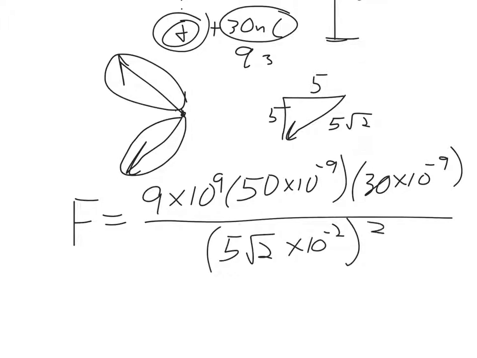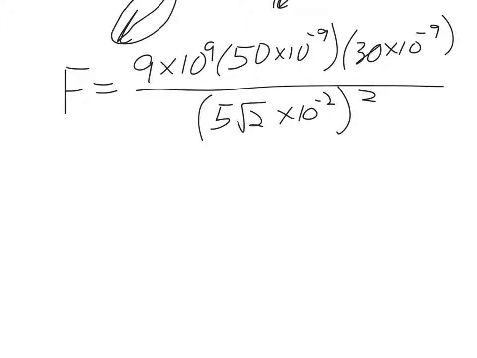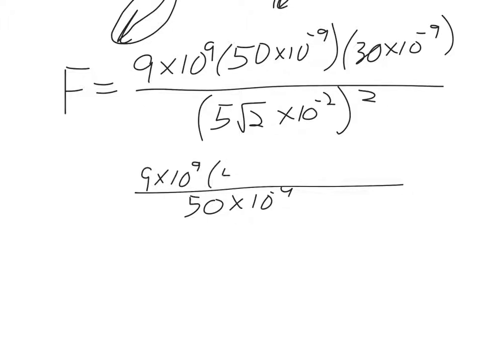And I'm squaring that. Now when I square that, if I square the bottom, 5 square root of 2, well, that's 25 times the square root of 2 squared, which is 2. So 25 times 2 is 50 on the bottom. 10 to the minus 2 squared is 10 to the minus 4. See how that goes? Up top, 9 times 10 to the 9th, 50 times 10 to the minus 9, and 30 times 10 to the minus 9.